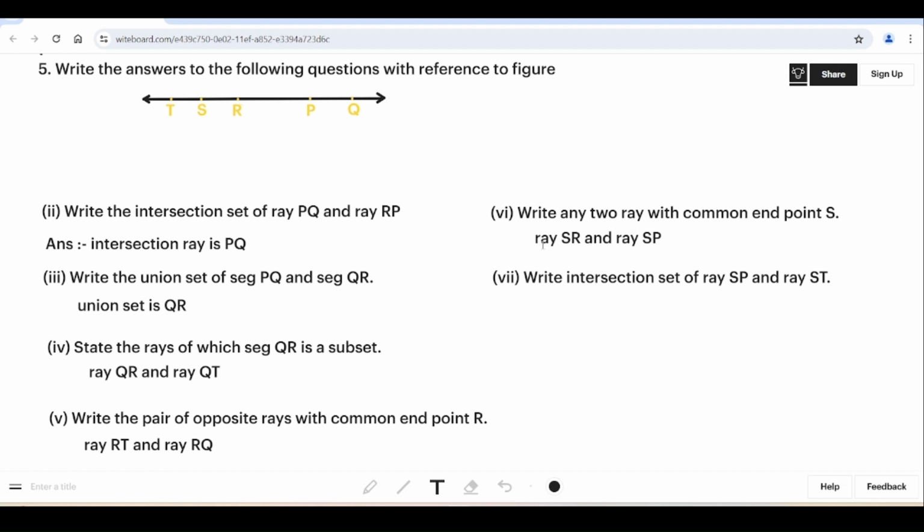Yeah. Good. If they are not opposite rays, we can give any two rays. Next question is, write the intersection set of ray SP and ray ST. Now say ray SP starts from S and goes to P. It goes in this way.